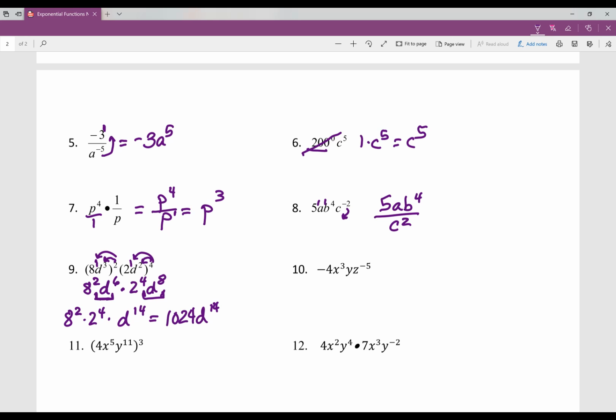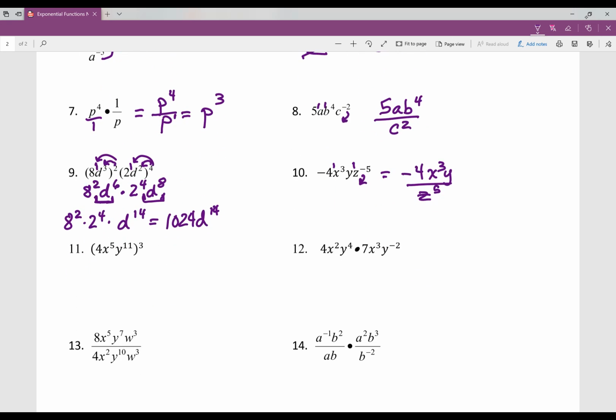Okay? So again, we have negative 4 to the 1 power, x cubed, y to the first, z to the negative 5. The only thing wrong with this is this negative power here, so we're going to flip it down. So we get negative 4x cubed y, and z flips to the denominator.